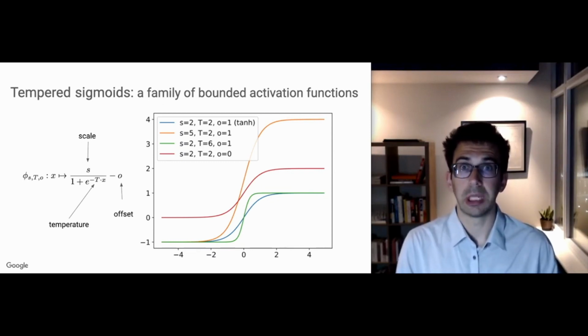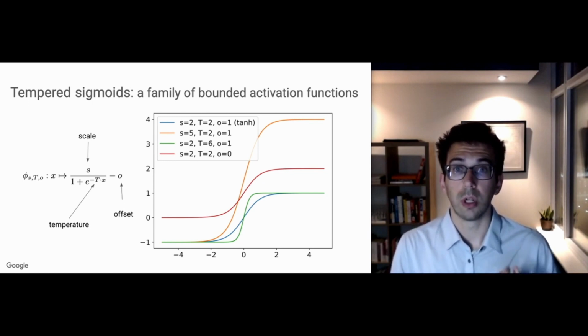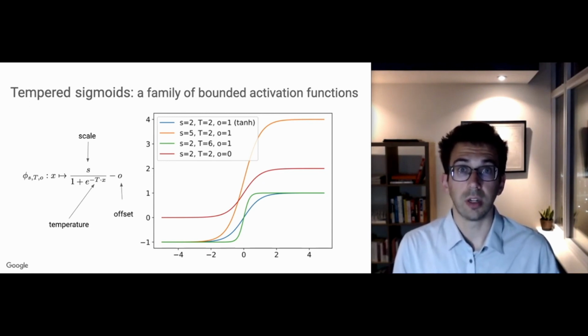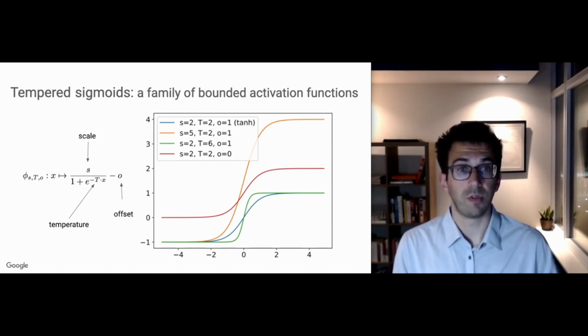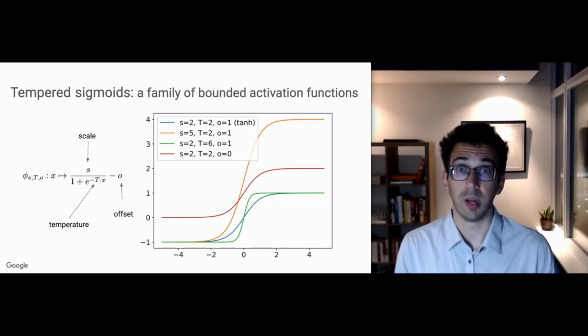It turns out that with tempered sigmoids, we can use the 3 parameters, the scale, temperature, and offset, to control the norm of the gradient of the loss function. And with appropriate choices, we can avoid some of these issues that I just described with clipping.